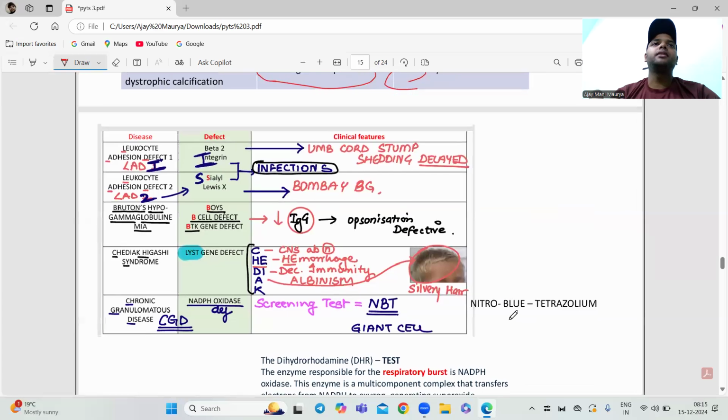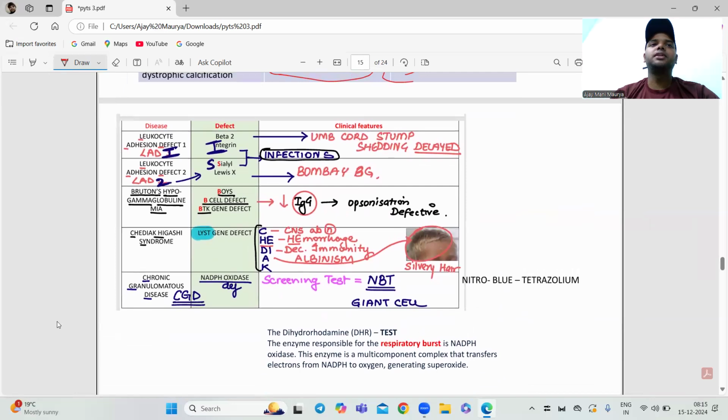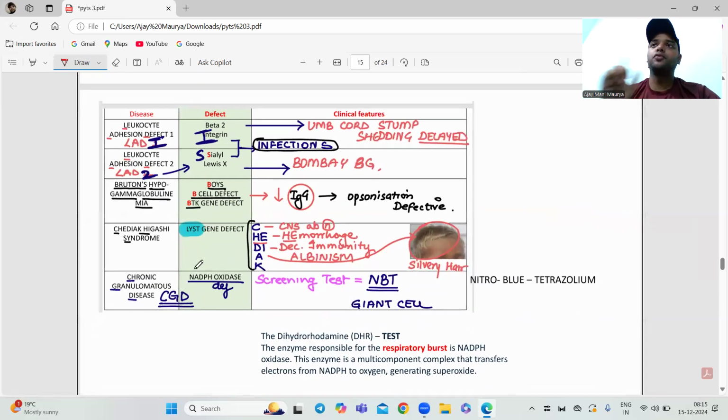So guys, please remember here. This table is very important. Last time also there was one question from it. That is chronic granulomatous disease. There is always one question. What is the deficient enzyme? NADPH oxidase. For the screening test, you have to do the NBT, that is the nitro blue tetrazolium.